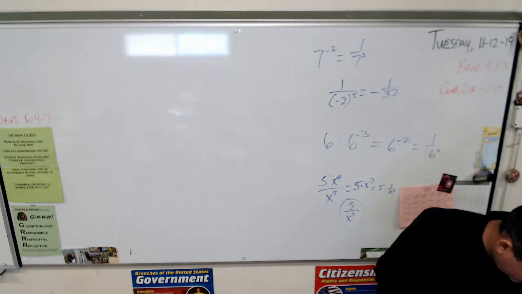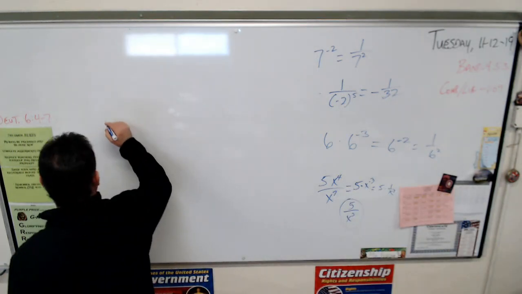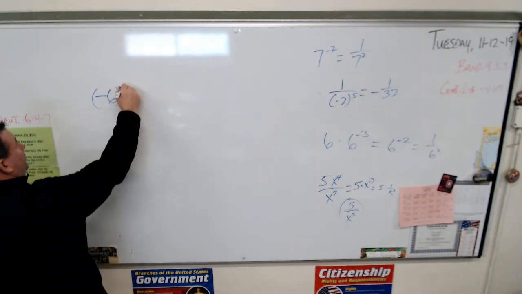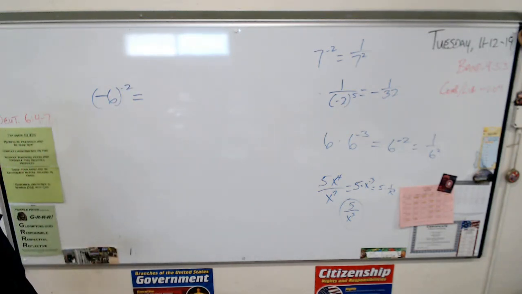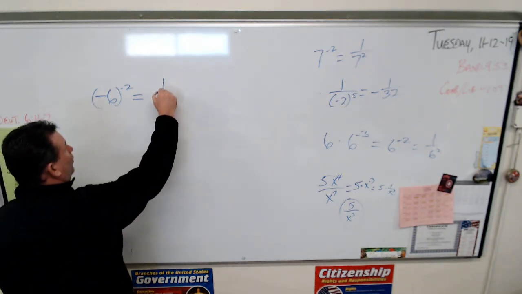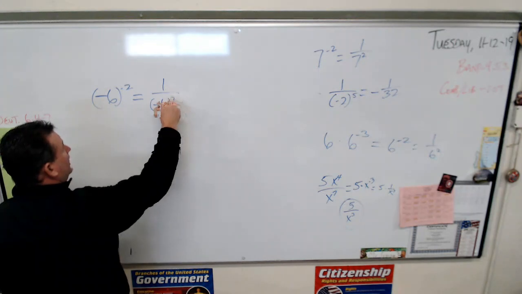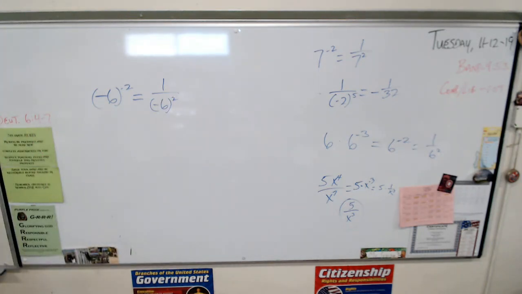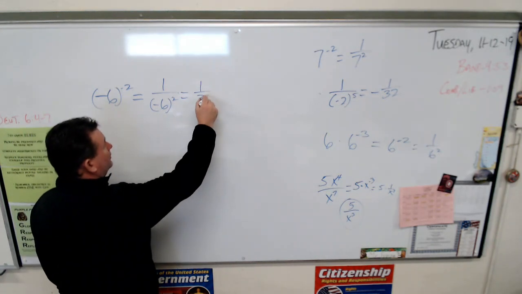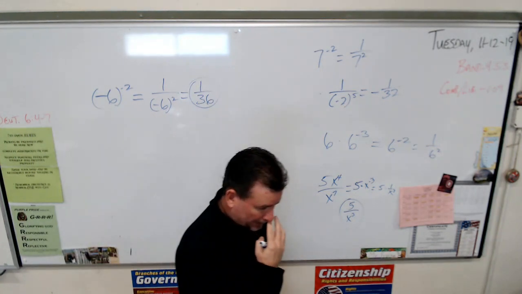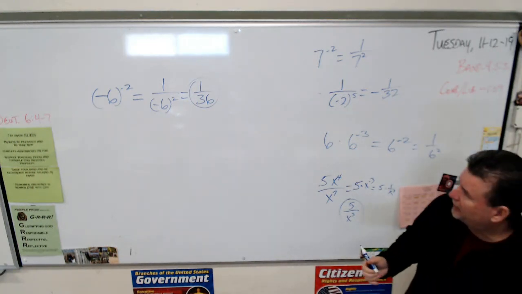Brett, you should have this done before me. Negative 6 to the negative 2. I'm going to take negative 6 and make it to the positive 2 in the denominator. 1 over negative 6 squared. What's negative 6 times negative 6? So my final answer, 1/36.